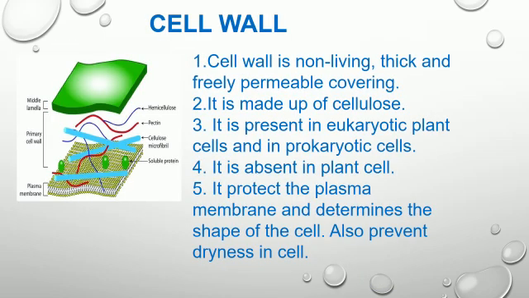Cell wall. The cell wall is a non-living, thick and freely permeable covering. It is made up of cellulose. It is present in eukaryotic plant cells and in prokaryotic cells. It is absent in animal cells. It protects the plasma membrane and determines the shape of the cell. It also prevents dryness in the cell.